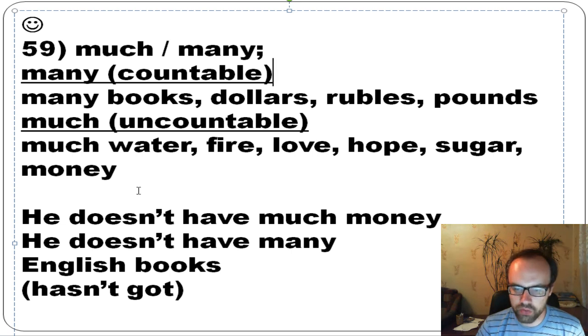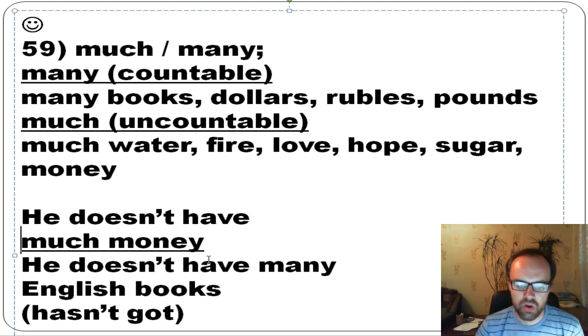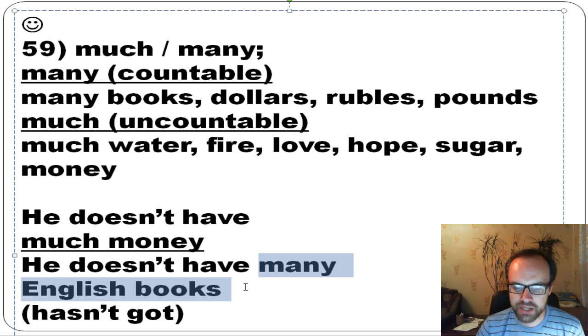Okay? We often use much and many in a negative form. Look, he doesn't have much money, or he doesn't have many English books. You know that you can say he hasn't got, or he doesn't have. So he doesn't have much money, or he hasn't got much money. He doesn't have many English books, or he hasn't got many English books.